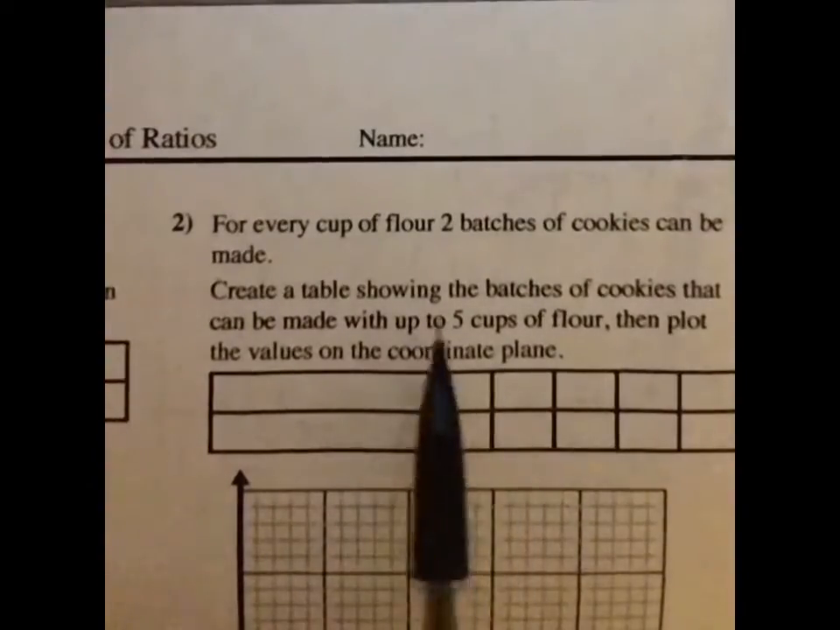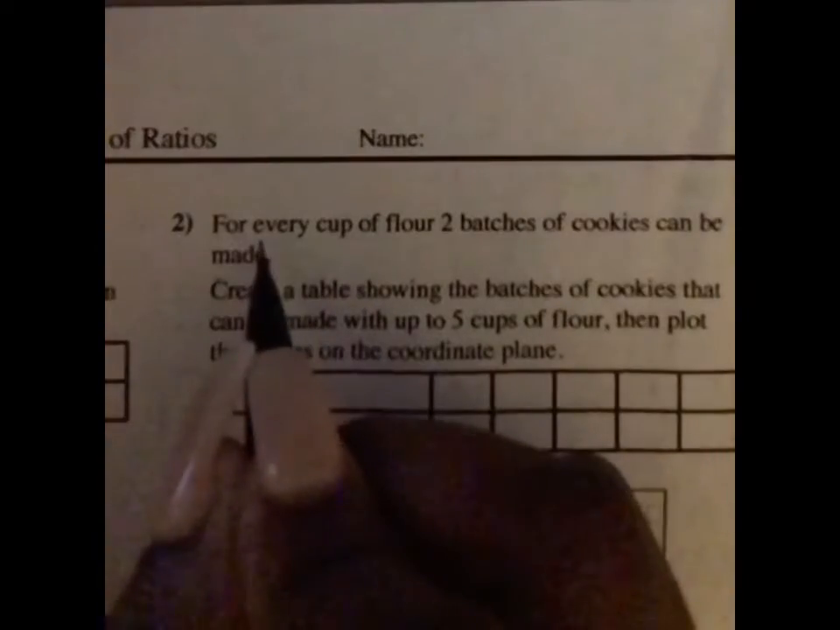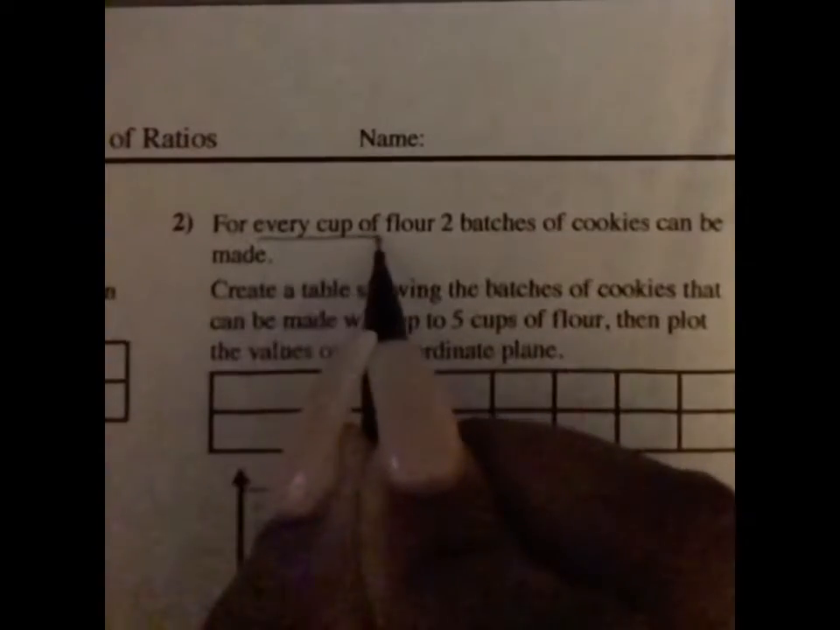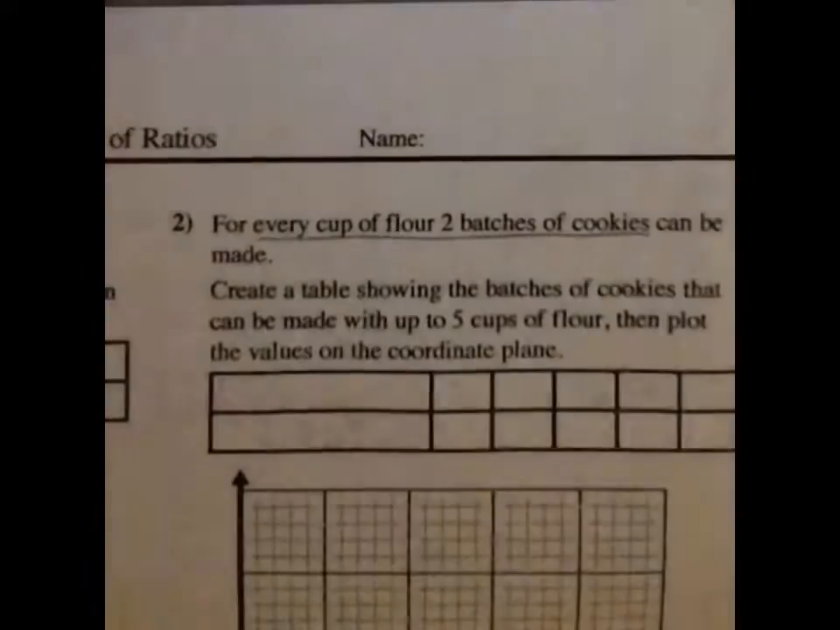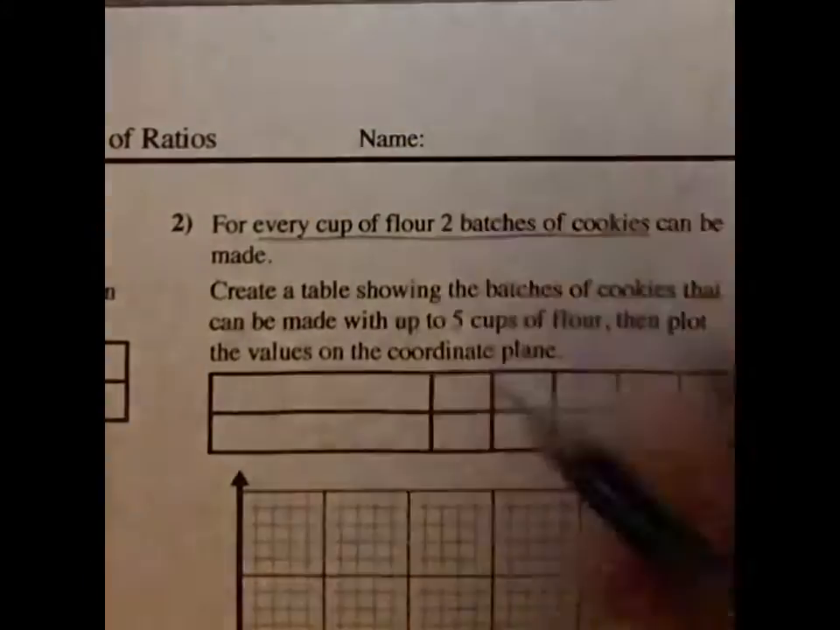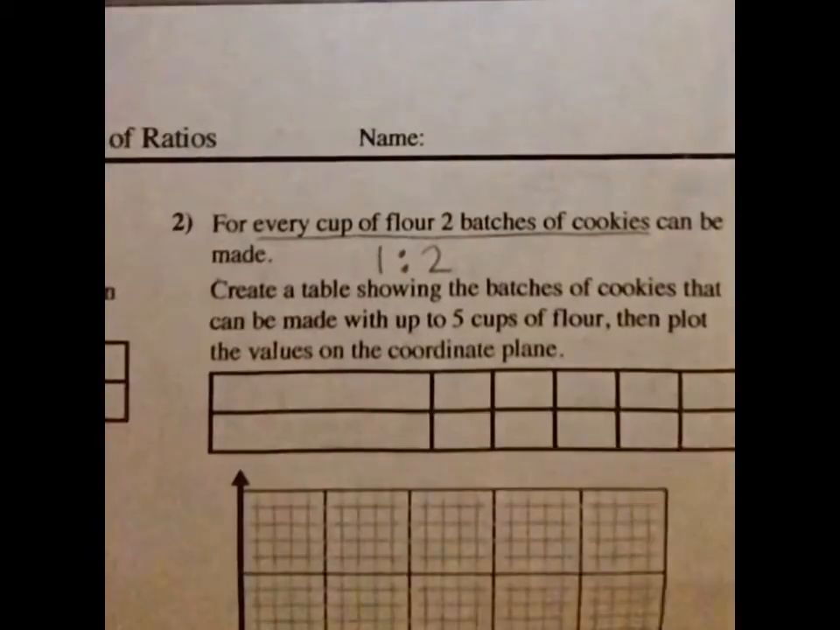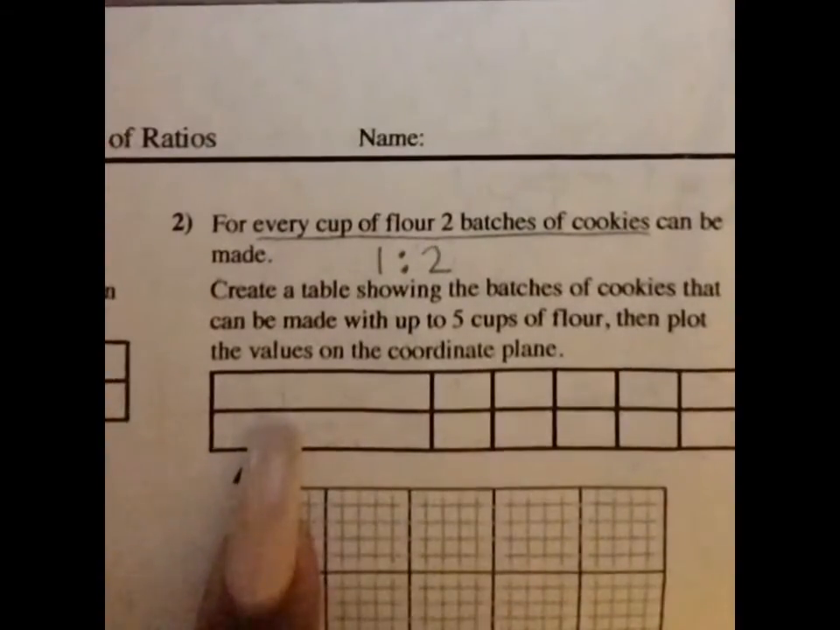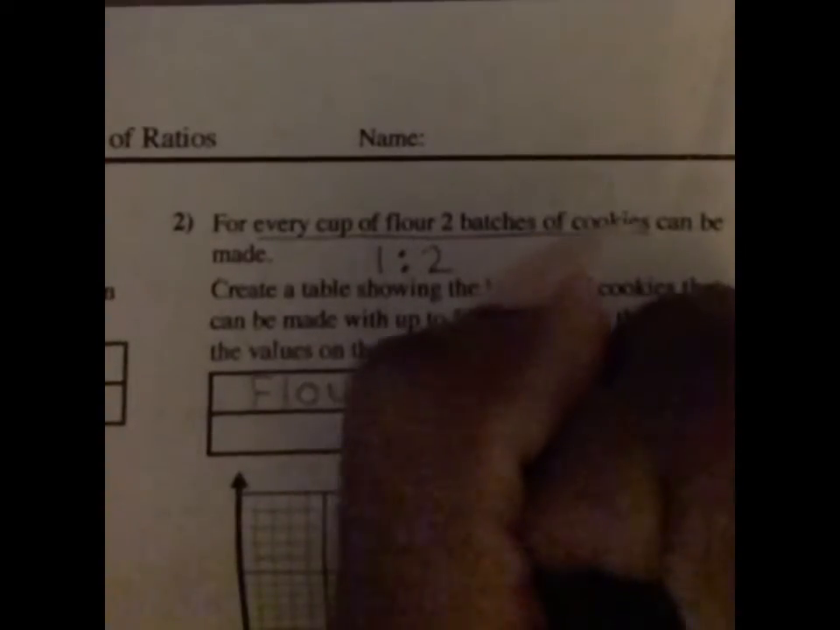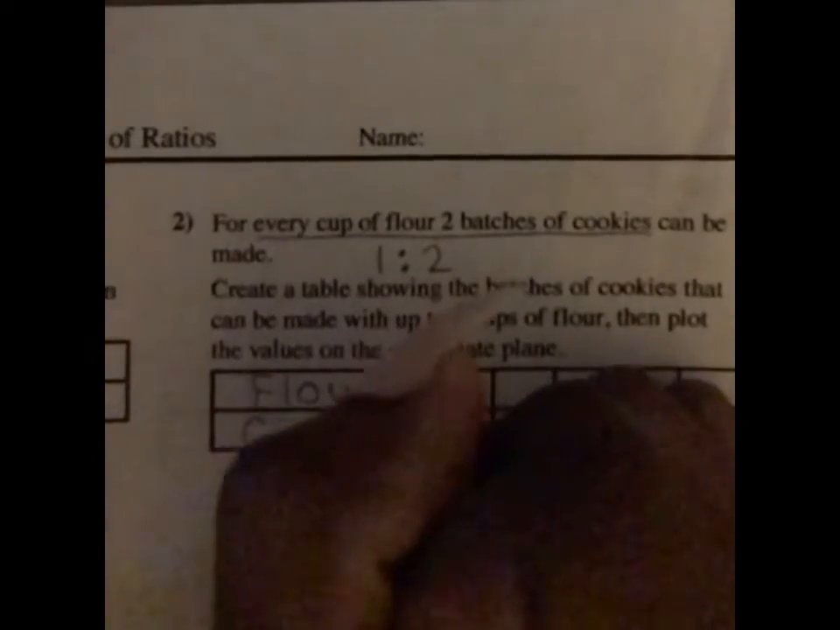So the first thing we need to do is underline the ratio that is given. Every cup of flour, 2 batches of cookies can be made. So our ratio of cups of flour to batches of cookies will be 1 to 2. When making our chart, we want to look at the 2 parts. On the first part of the chart, we want to write flour, and on the bottom, we need to write cookies.